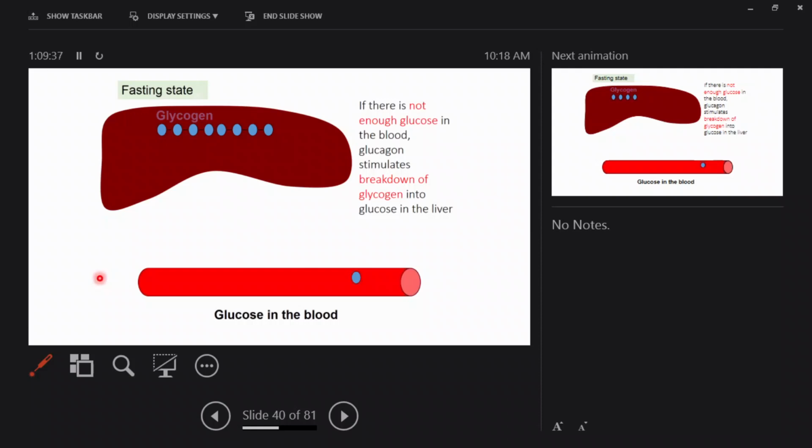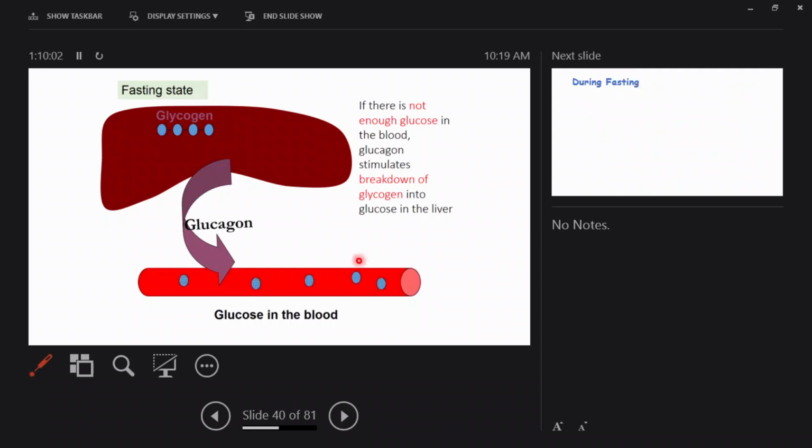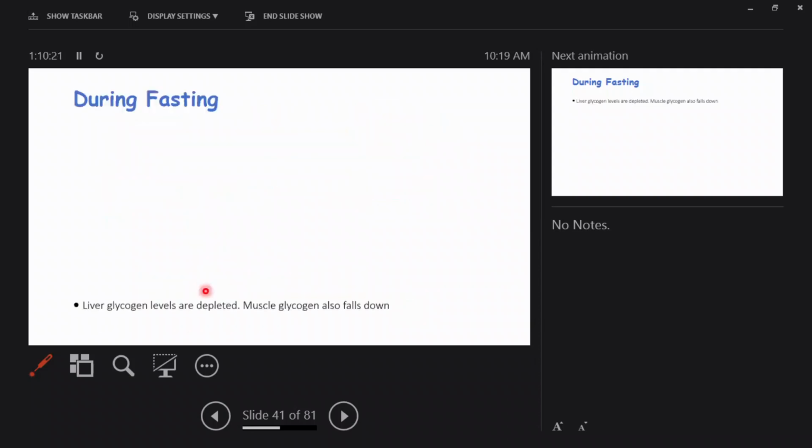We need glucose in our blood because, for example, our brain's source of energy is glucose, right? So our brain really needs glucose. So what our body needs to do is hydrolyze this glycogen and convert it into glucose. Glucagon breaks down glycogen, and now the blood fills up with more glucose. So the glucose in the blood can be transported into peripheral tissues that require glucose for energy, such as the brain.